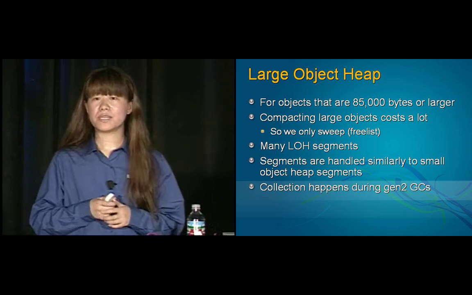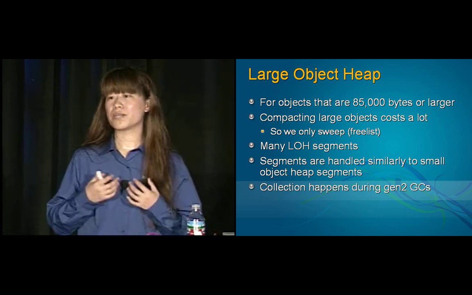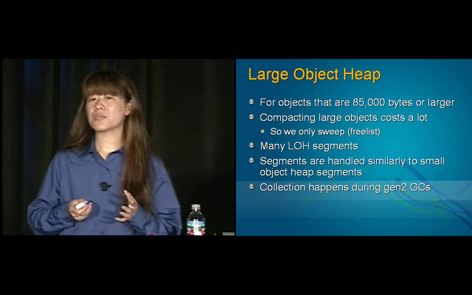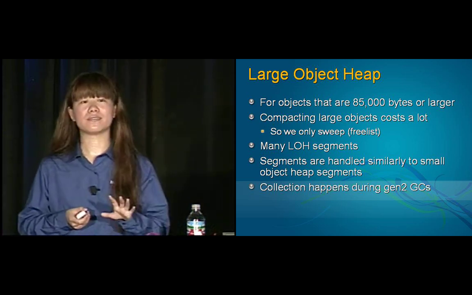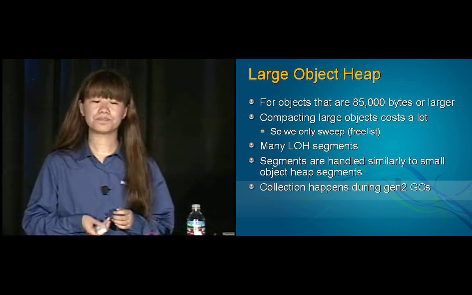One thing to mention is that the large object heap gets collected when Gen 2 GCs happen. And that has certain performance implications that I'm going to talk about in a bit.